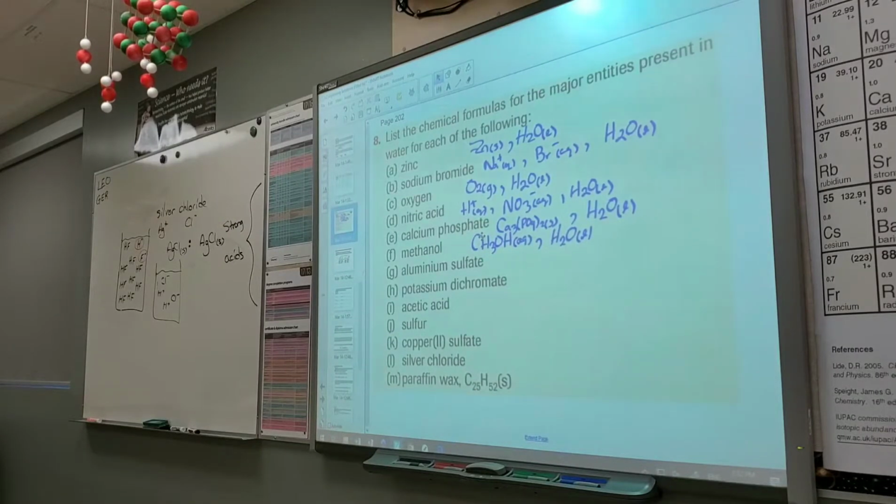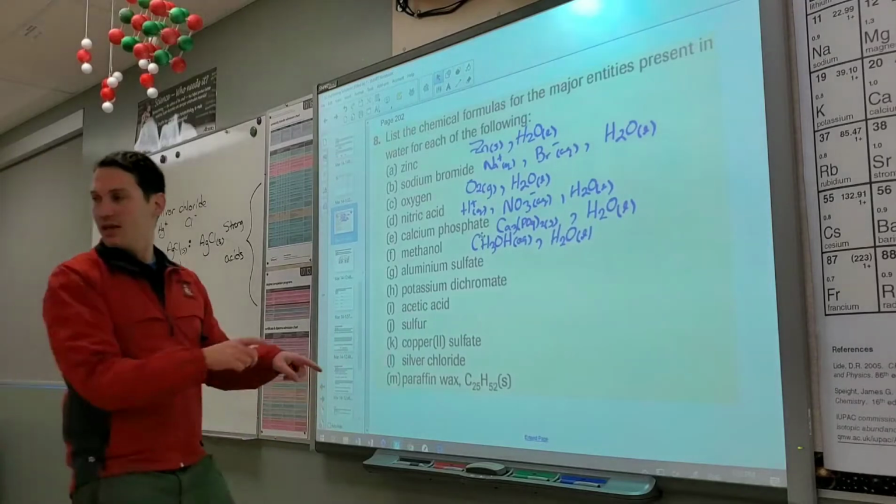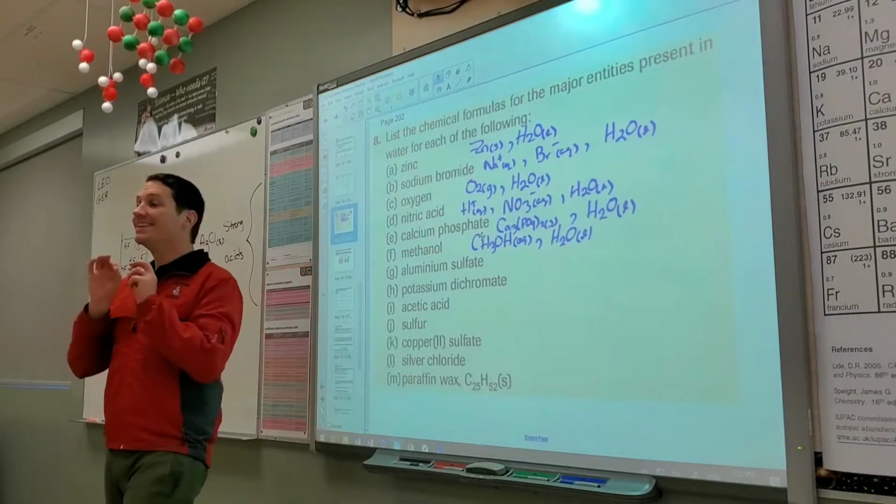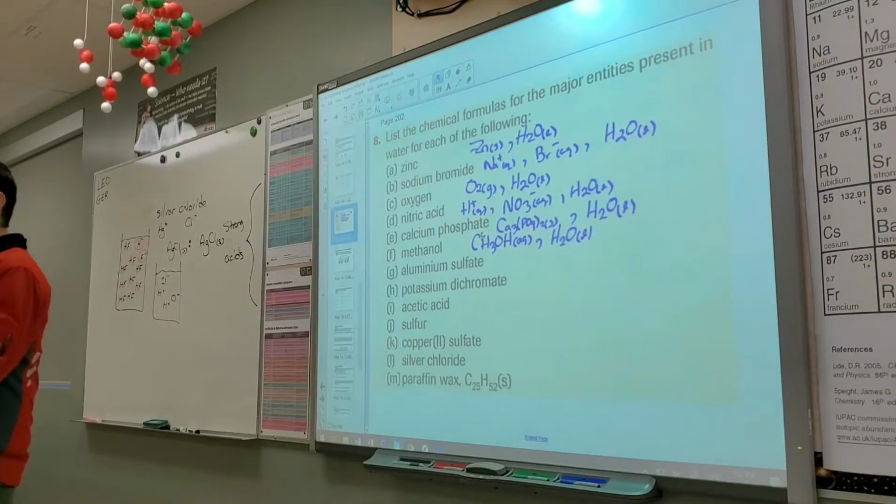Is this thing going to be highly soluble? Yes, it is. So you don't have to balance it. Did you see any reactions here? Did you see any arrows? We're just listing.